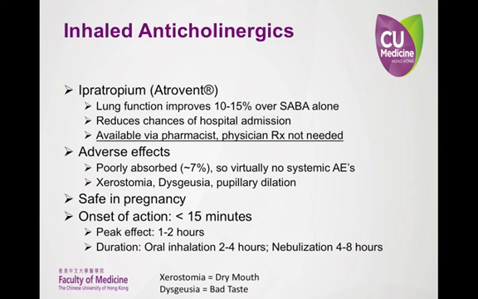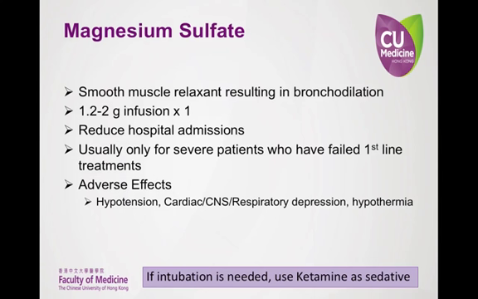Ipratropium, much like salbutamol, is available via a pharmacist without a prescription from a physician. However, when you combine ipratropium and salbutamol into one convenient inhaler, Combivent, it does require a prescription, for a reason unknown to me. In a refractory acute asthma attack, sometimes intravenous magnesium may be administered as a 1.2 to 2 gram infusion one time. Some studies have shown that magnesium can reduce hospital admissions. Adverse effects with magnesium are uncommon.